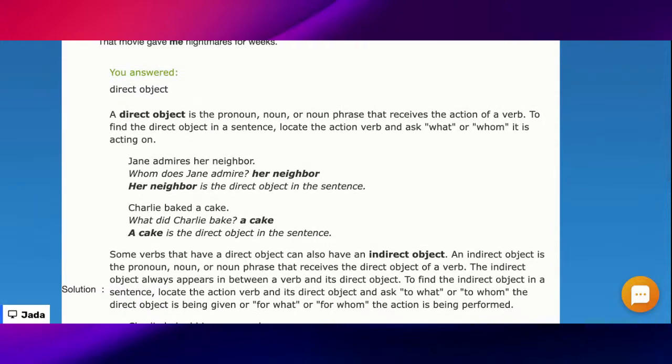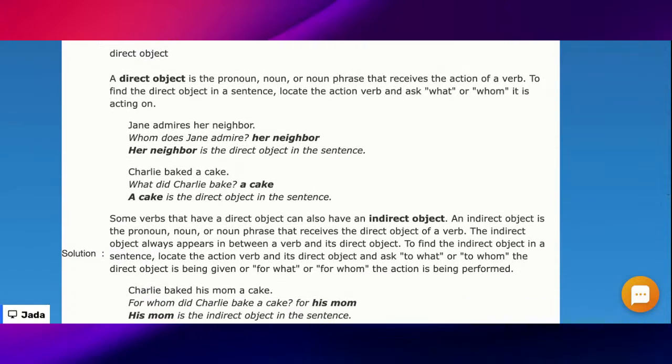All right, so the first is the direct object. You need to note the definition of the direct object. You need to know what the direct object is all about. A direct object is the pronoun, noun, or noun phrase that receives the action of a verb. So take note, the pronoun, noun, or noun phrase that receives the action of the verb.